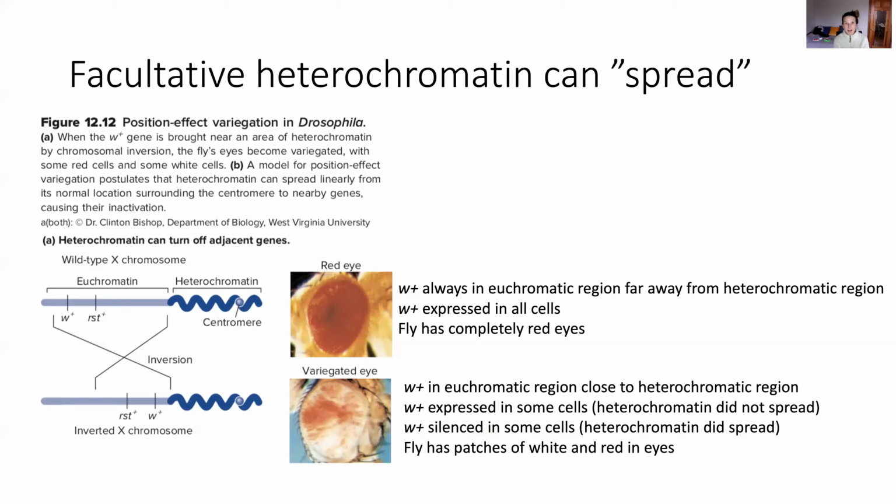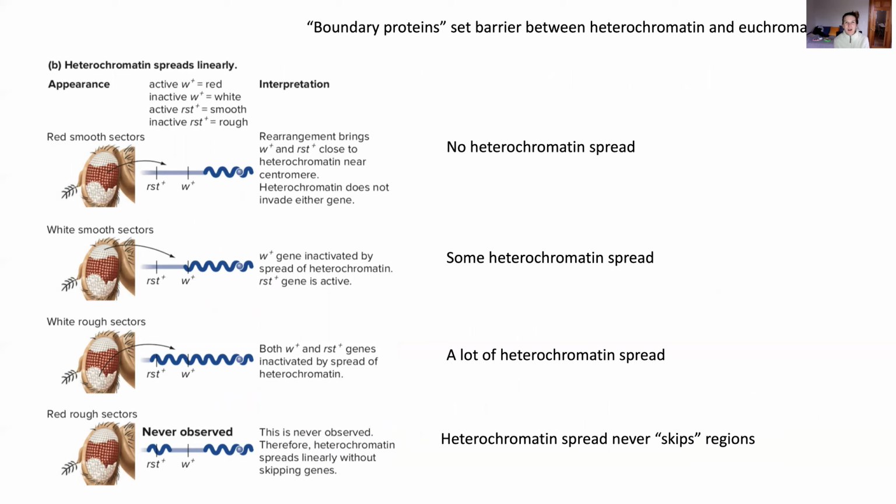So we know that there's something about some sort of boundary between the heterochromatin and euchromatin region, and there's this concept of boundary proteins that set that barrier, but obviously they can change. But we do know from experiments that this boundary is set and it spreads linearly along the chromosome. So what you can see here is if we look from top to bottom.